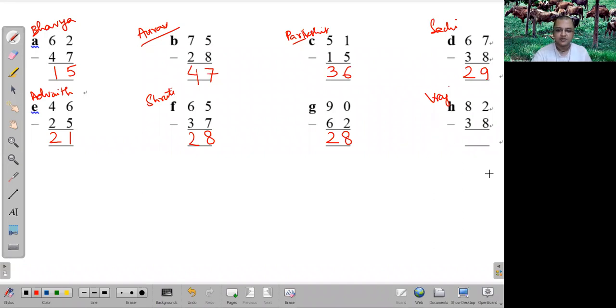Next one. Yes, Prabhuji. 2 will become 12, and 8 plus 4 equals 12. And in the 3's place it will become 4. So 4 plus 4 is equal to 8. So the answer is 44. 44. Excellent. So this method is clear, right? There is no problem in this one.